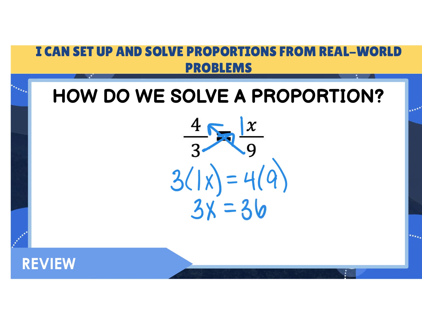But we don't want 3x, we want x. So we're going to divide both sides by the coefficient, the number in front of the variable. In this case, it's a 3. So divide by 3, divide by 3. This side gives us x or 1x. And then 36 divided by 3 will give us 12.